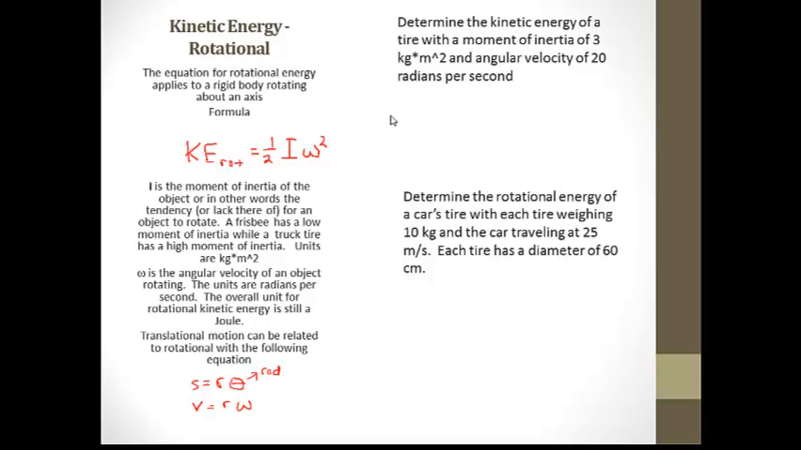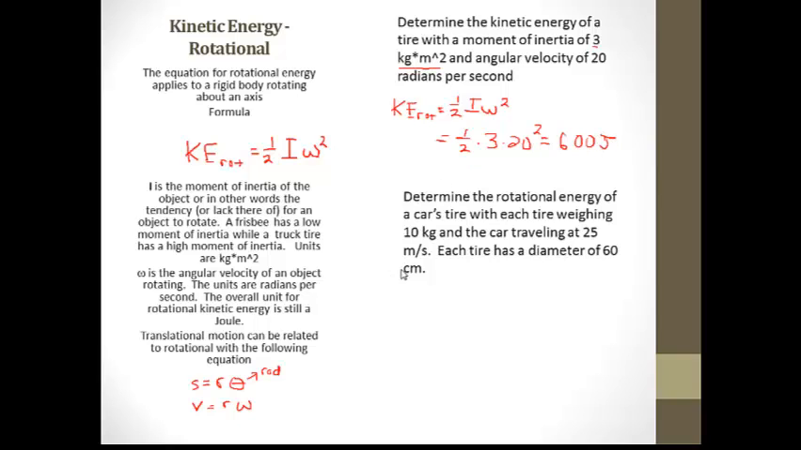Up here on the top we have kinetic energy of a rolling object, so I'm going to go ahead and do this calculation. KE rotational equals 1/2 I omega squared. So 1/2 of 3, that's a given right up there, and omega is 20 squared. Complete the calculation, you get 600 joules.